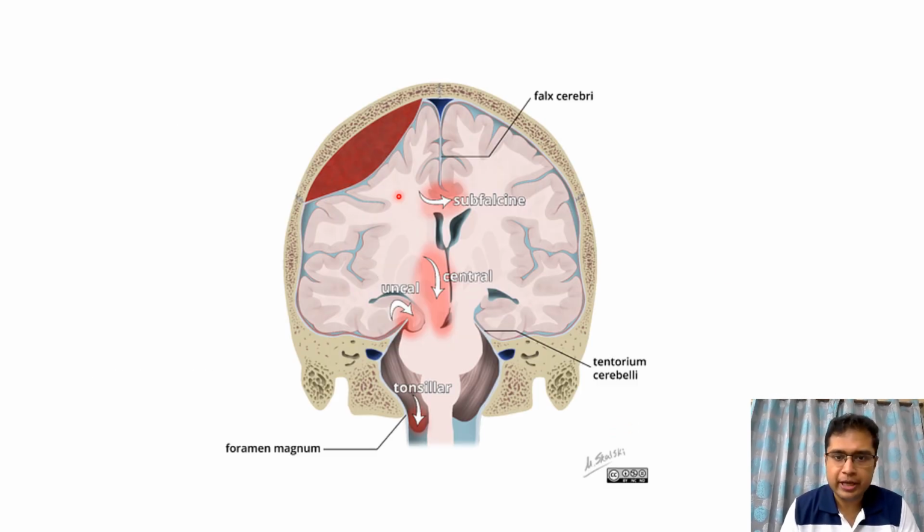So these are the different types of herniation that are seen: subfalcine, central, uncal, and tonsillar herniation. Uncal and subfalcine herniation were seen in our case, because of that Duret hemorrhages, the small micro hemorrhages, were seen in the brainstem in this case.